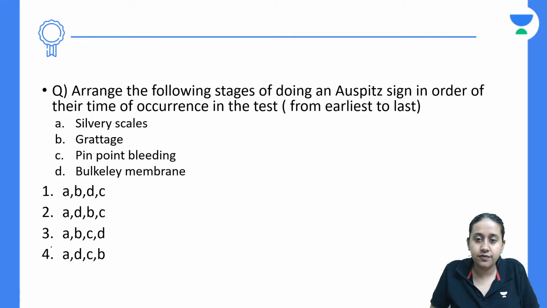Arrange the following stages of doing an auspicious sign in order of their time of occurrence in the test, from the earliest to the last.